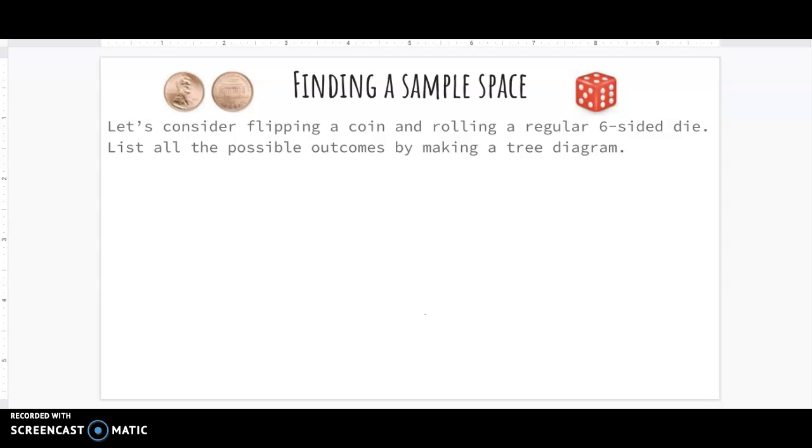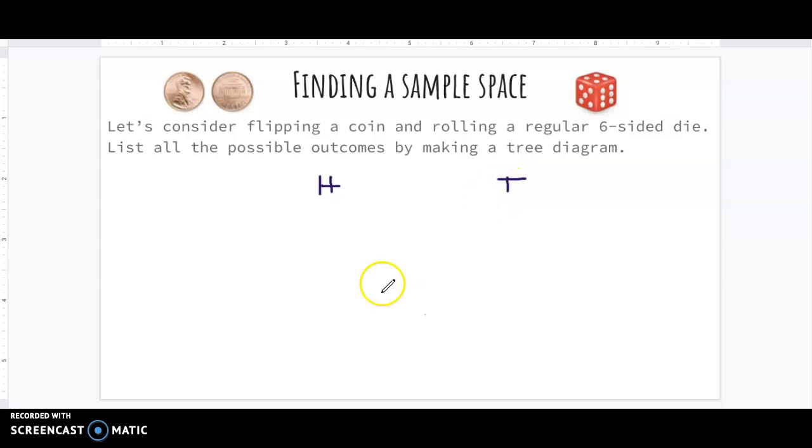Speaking of flipping a coin, let's take a look. If we consider flipping this coin, which has a heads and a tails, and we also consider rolling a regular 6-sided dice, so a 6-sided dice has 6 sides, all equally likely that we'll land on 1, 2, 3, 4, 5, 6, and we want to list out all of the possible outcomes, we're going to do that by making what we call a tree diagram. I'm going to start with, if I flip my coin, I'm either going to get a heads, or I'm going to flip my coin and get a tails.